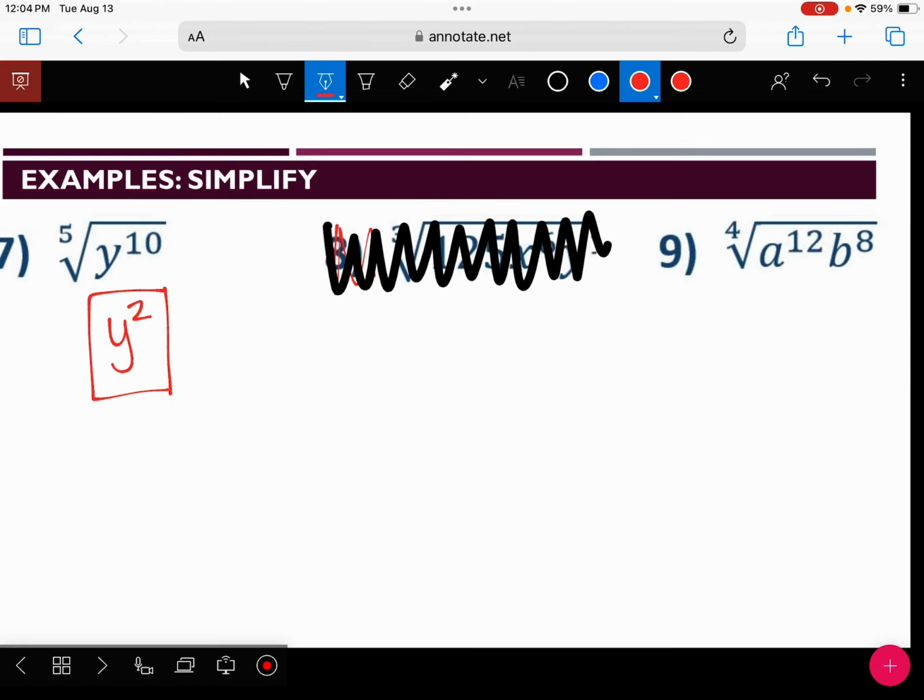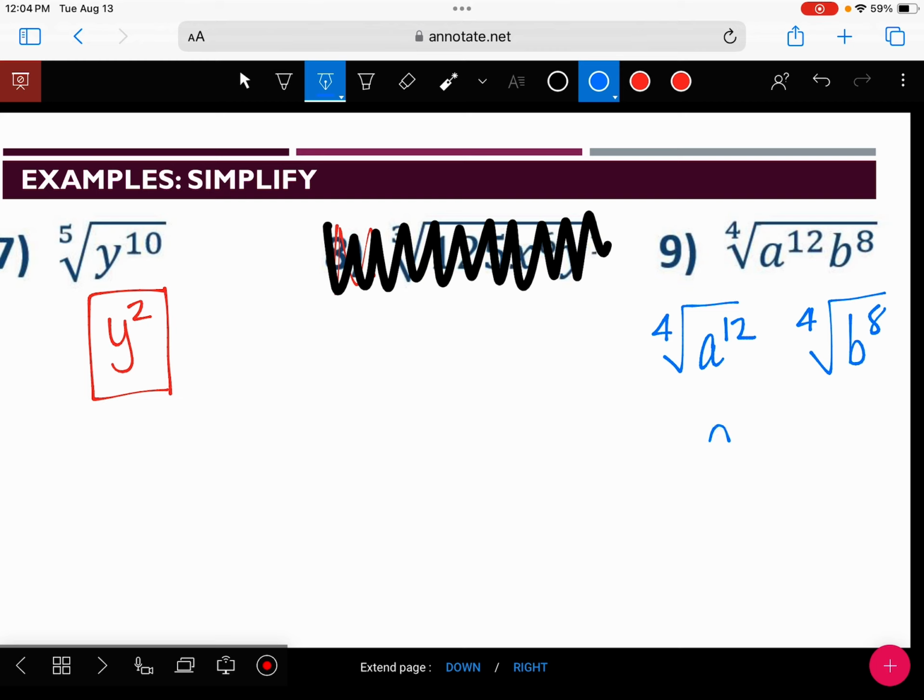All right, let's look at question 9. I like to separate this because there's really 2 different things. I have a's and I have b's. So for my apples, I got 12 apples. How many groups of 4 can I make with 12 apples? 3. I got 8 bananas. How many groups of 4 can I make with 8 bananas? And that would be your answer. See, these go pretty fast.